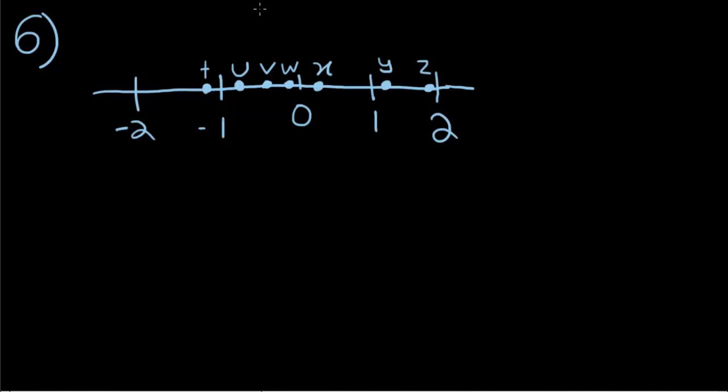We are on test number 6, section number 2, number 6. On the number line above, T, U, V, W, X, Y, and Z are coordinates of the indicated points. Which of the following is closest in value to the absolute value of U plus V? So we need to find the approximate values of U and V to even start solving this.